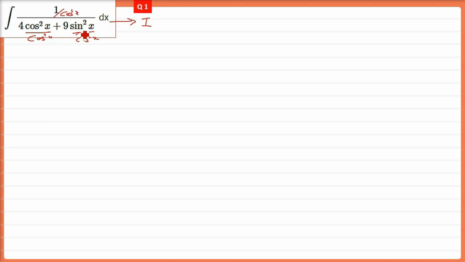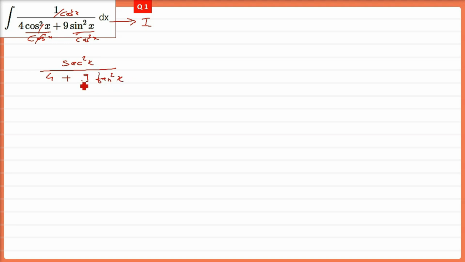So we are dividing both numerator and denominator by cos square x here. We will be doing this a lot in this exercise, dividing numerator and denominator by cos square x. The numerator will become sec square x. This gets cancelled, so you have a 4 in the denominator. Then you have a 9. Sin square x by cos square x becomes tan square x.